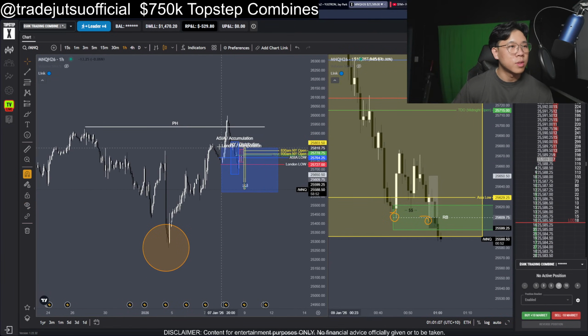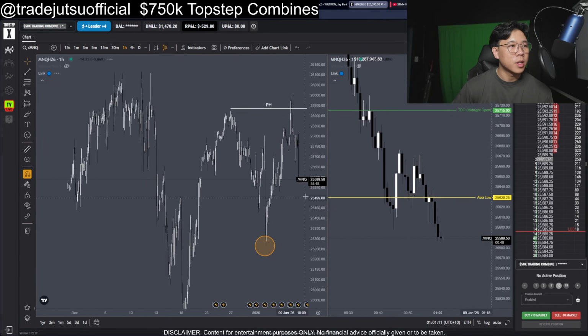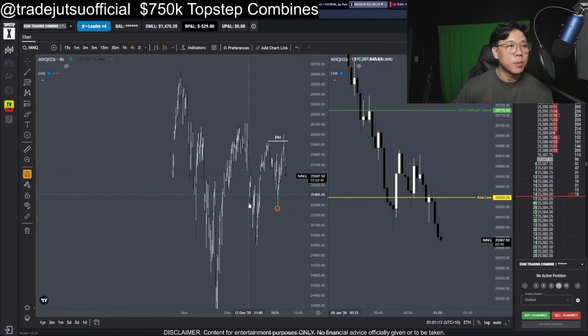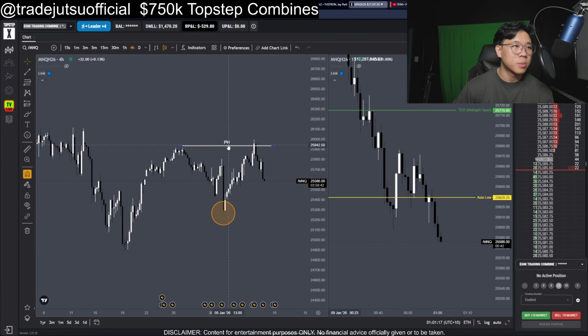If I just delete all of these fancy lines, price on the 4-hour time frame failed to push bullishly. It rejected, or respected, this protected high, and failed to close above it strongly.